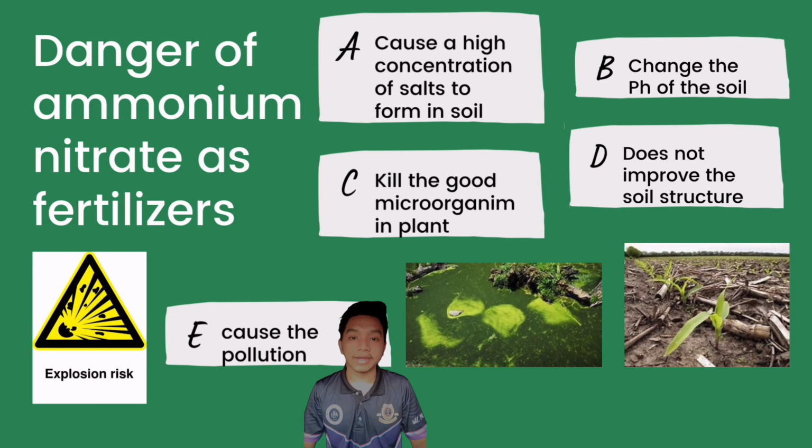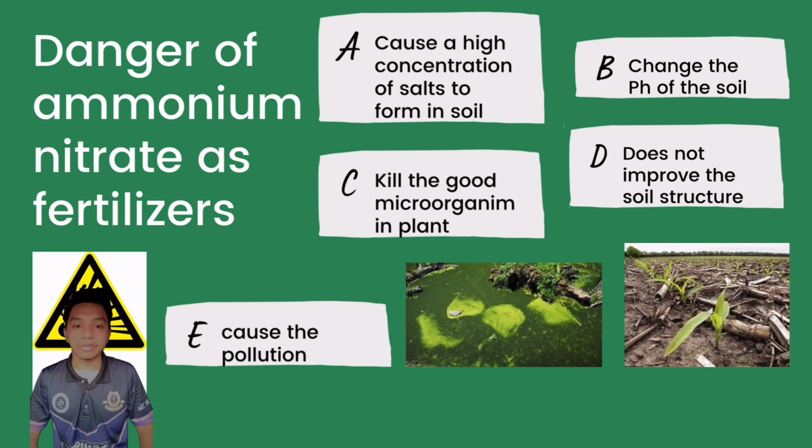Now, we look at the danger of ammonium nitrate as fertilizer. There are many dangers that we will face when we do not use it properly. First of all, ammonium nitrate can cause a high concentration of salt to form in soil. This will be harmful to our plants. In addition, it changes the pH of the soil and kills good microorganisms in the plant.